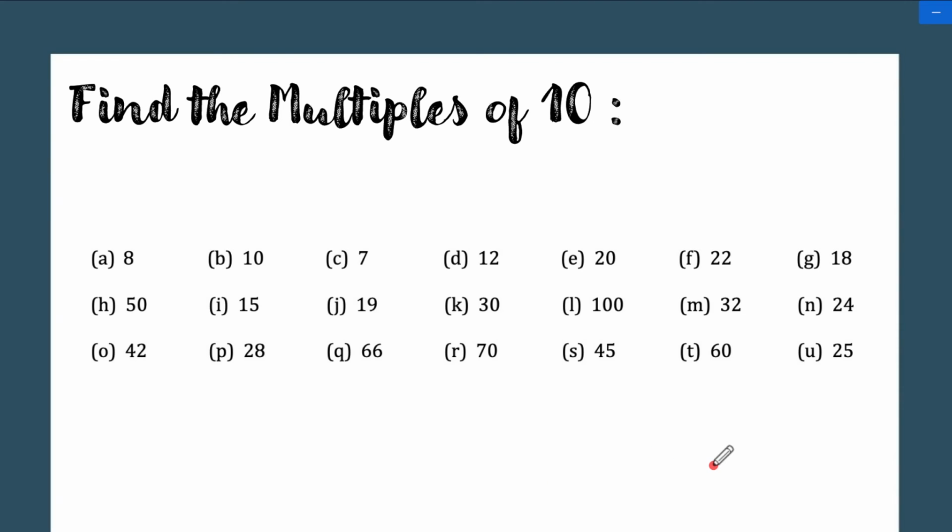Okay, so let's see, pause the video, do some work identifying which ones are the multiples of 10.